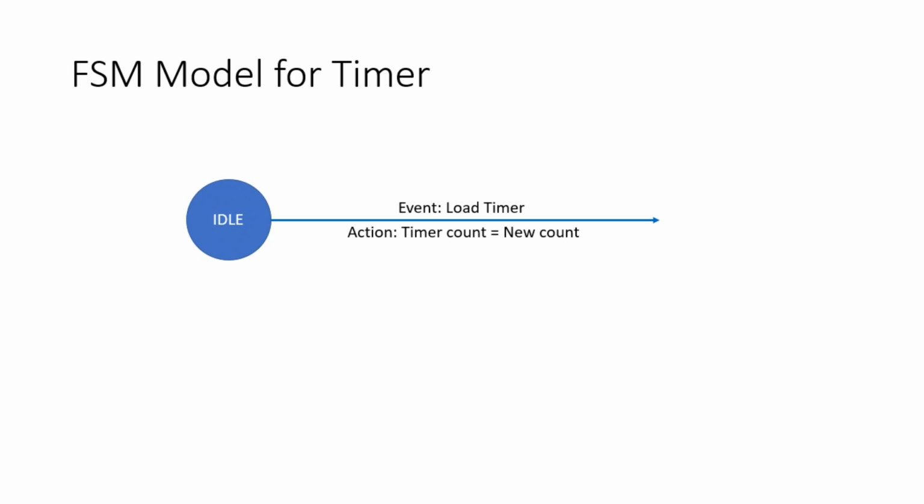So here let us look at the FSM model for the timer also. As I told you, the initial state will be the idle state. In that case, for the system it was the alarm off state, but for a timer it will always be an idle state. We'll start with an idle state. So here what will be the event? The event will be loading the timer.